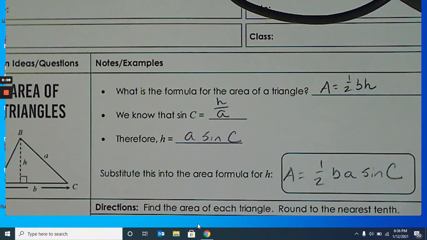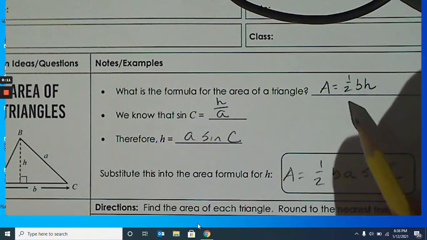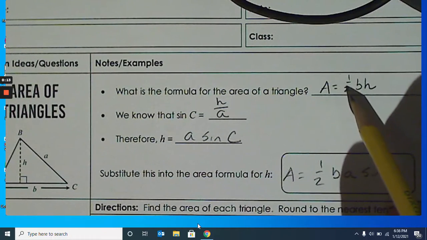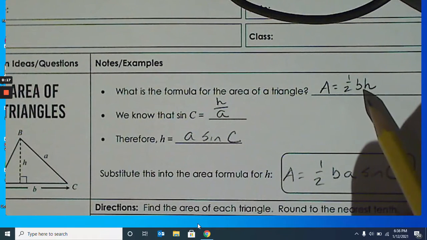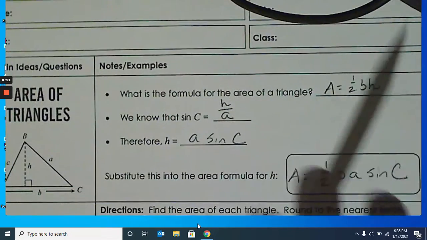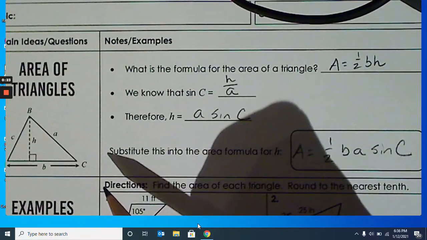Now, for most of you that are aware, the formula that you're probably more familiar with is 1/2 BH, 1/2 base times the height. However, not all triangles are right triangles.